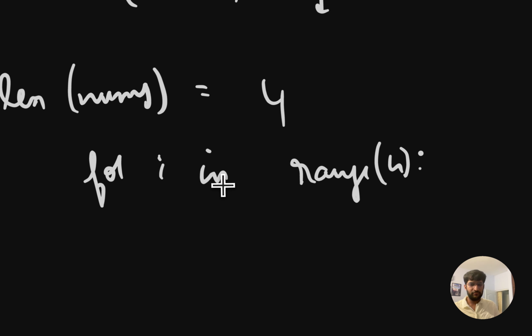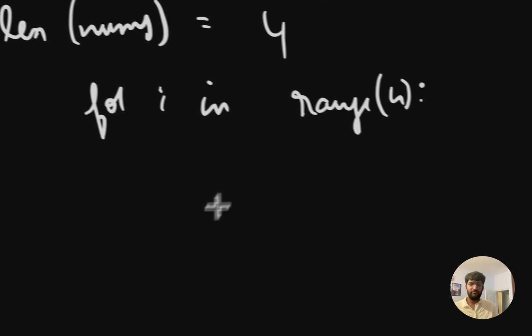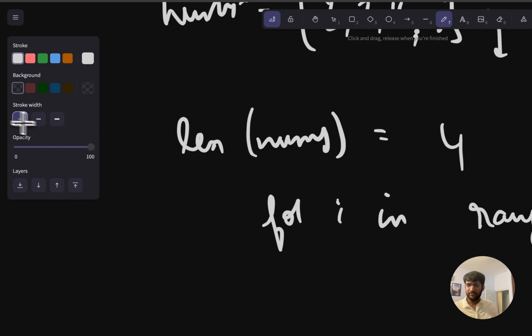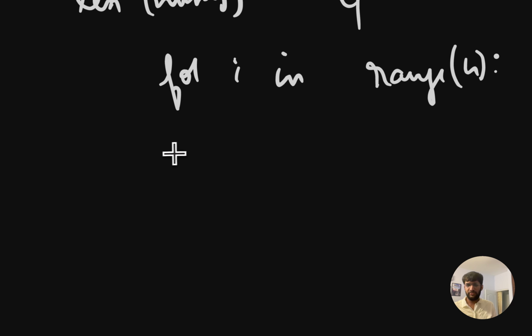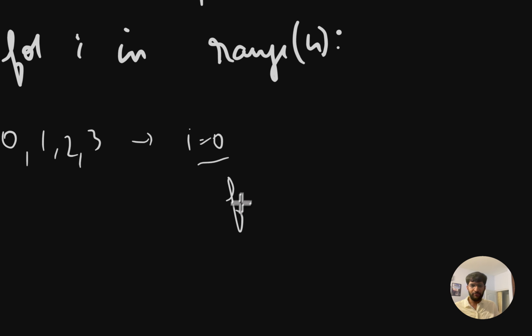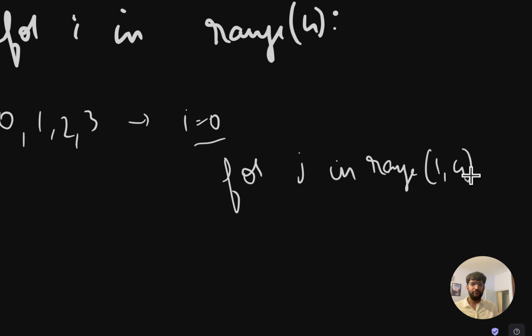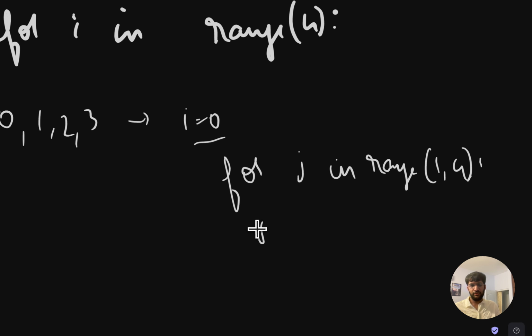So what does this mean? For i in range of 4, i will be starting with 0, 1, 2, 3. First the logic will go with i equal to 0. For i equal to 0, one more loop comes inside, for j in range of i plus 1, comma 4. So 1 comma 4 will give me j equal to 1, 2, 3.